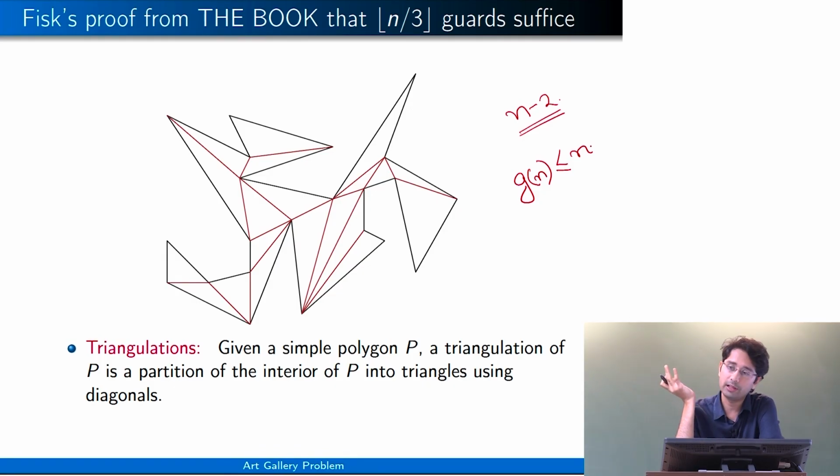For a triangle, how many guards do we need to cover it? One, right? If I have a triangle, how many guards do we need to cover this? One is always enough, because it is a convex polygon. So, in other words, if I can devise a way to place exactly one guard at every triangle, that is sufficient.